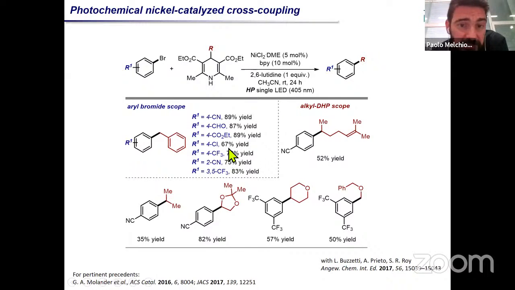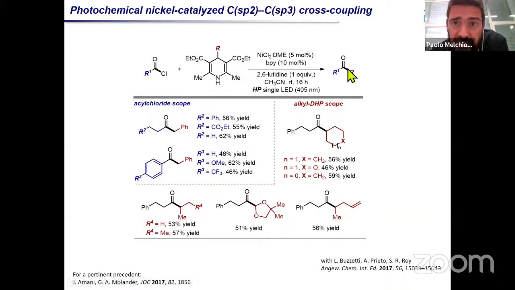And we could couple different aryl bromides with different types of radicals: benzyl radicals, or secondary carbon radicals, or primary radicals, if you stabilize them with an alpha oxygen. The very same photochemical strategy was then applied for the synthesis of ketones, starting from acyl chlorides. Then we tried to develop this photochemical cross-coupling process in an enantioselective fashion, since we like enantioselectivity indeed.